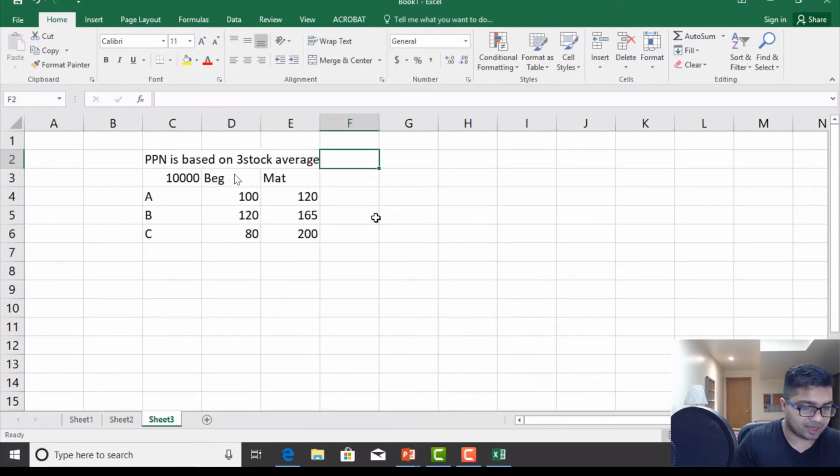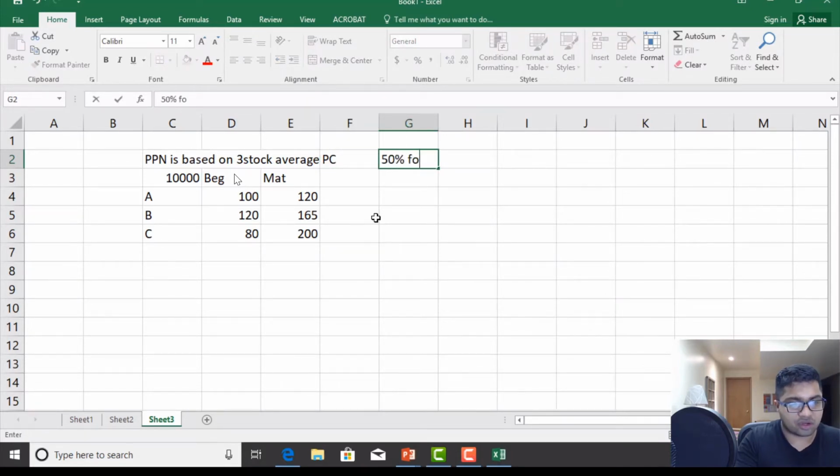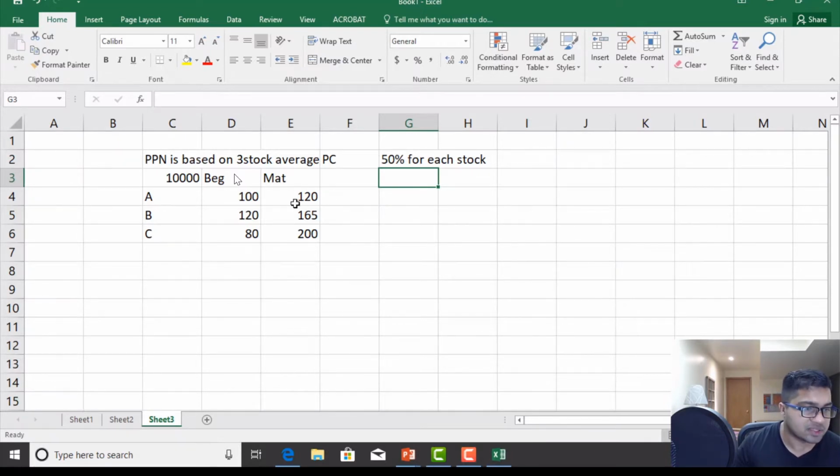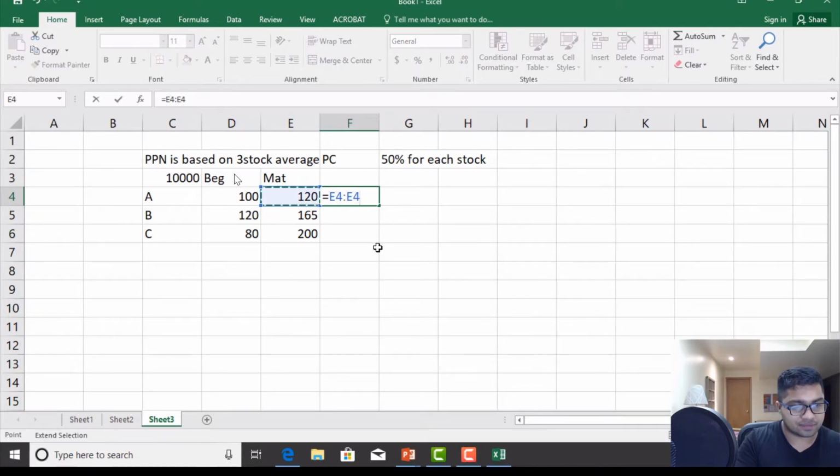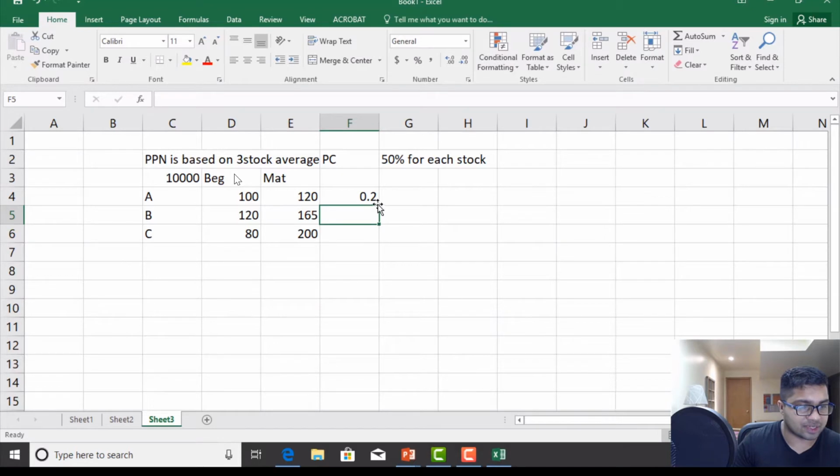Now this PPN comes with a performance cap of 50% for each stock, so they are not restricting your average, they are having a performance cap of 50% for each stock. So how will it work? This divided by this, minus 1. So I'm calculating returns. Returns are 20%, 38% and 150%.